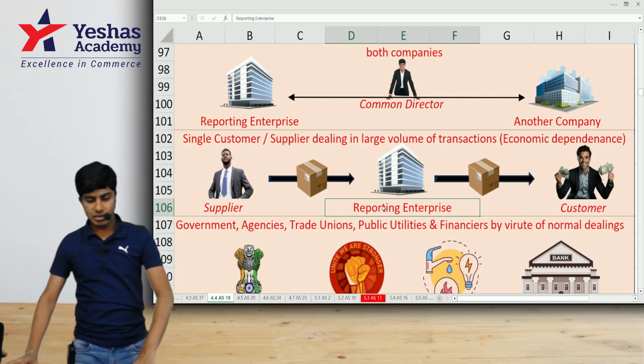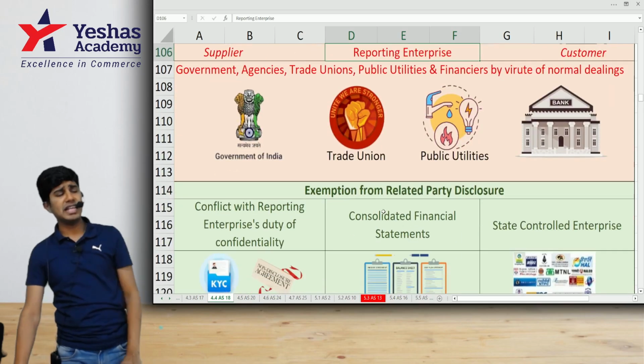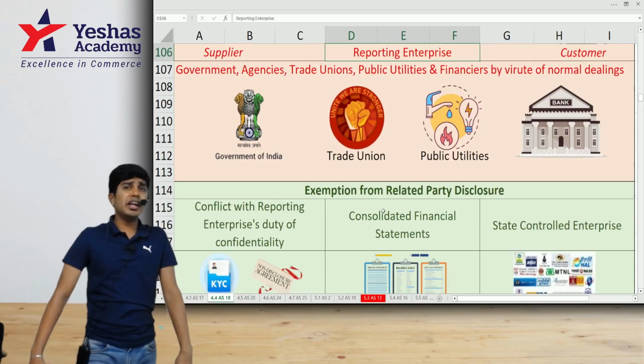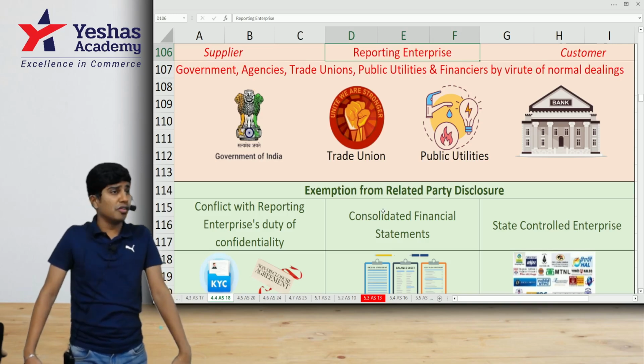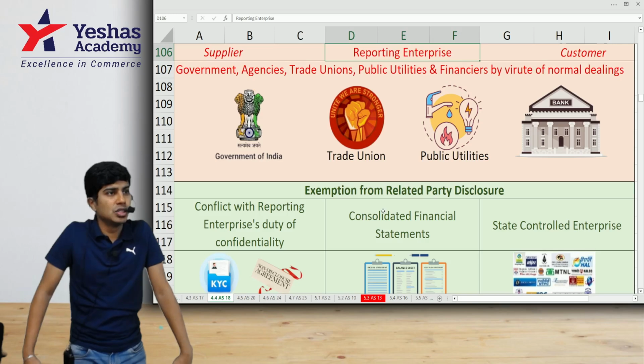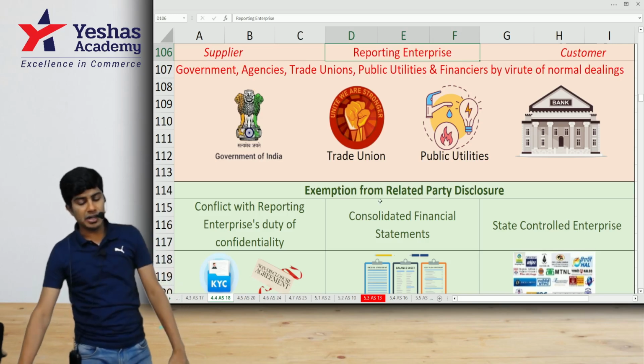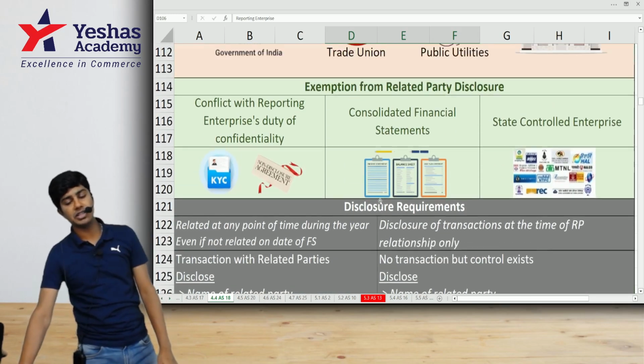Get it? Then proceeding further, you might have a lot of transactions with government agencies. You might be very dependent on your public utilities, like your electricity board, water board, or any other party, or your banks, trade union, all of this. So you are dependent, there is only dependency, but that is not termed as related party. Got this? Then the last part, there are certain exemptions from related party disclosure.